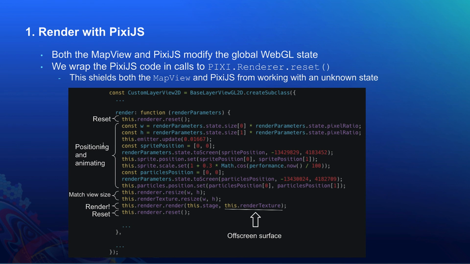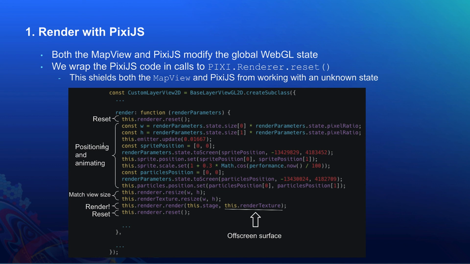We position and animate the objects as needed. We use the toScreen function to keep the sprite and the particle system anchored to the map. Then we call the resize function on the renderer and the render texture. This is to account for possible changes in viewport size, for instance if the user resizes the browser window. Notice how we include the pixel ratio in this computation. We do this to account for high DPI displays.